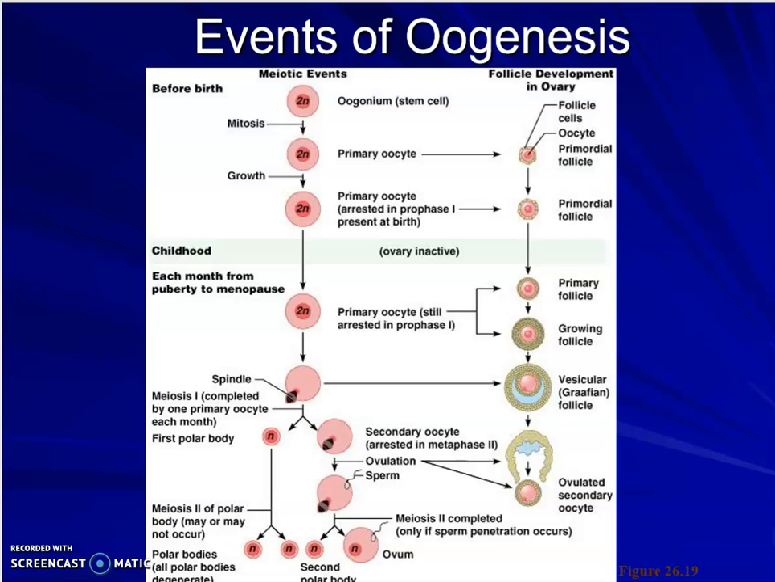Now, we still will generate 4 haploid cells. Let's take a look down here. 4 haploid cells, but you can tell that they're not all the same. 3 of them are tiny and 1 is huge. So the events of oogenesis are as follows. You're starting also out with a stem cell, the oogonium.